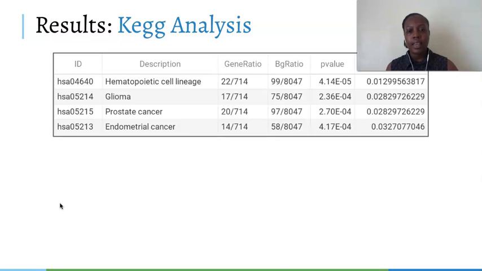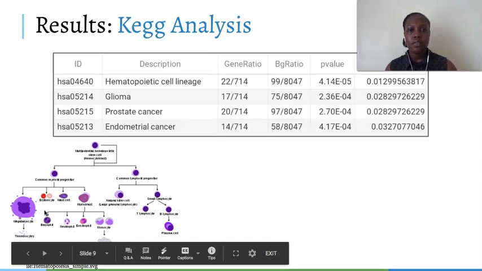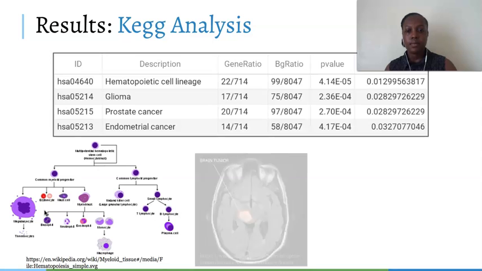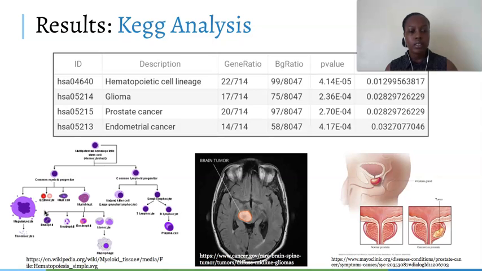We also conducted a KEGG analysis, which identified these top four gene ontology terms. Hematopoietic cell lineage: it starts off with stem cells that then give rise to a multitude of other blood cell types, including the neutrophils and the eosinophils that I discussed earlier, as having a huge role in our immune and inflammatory response. Our analysis also identified glioma and prostate cancer, which some studies have found to be associated with asthma, or at least a history of asthma.